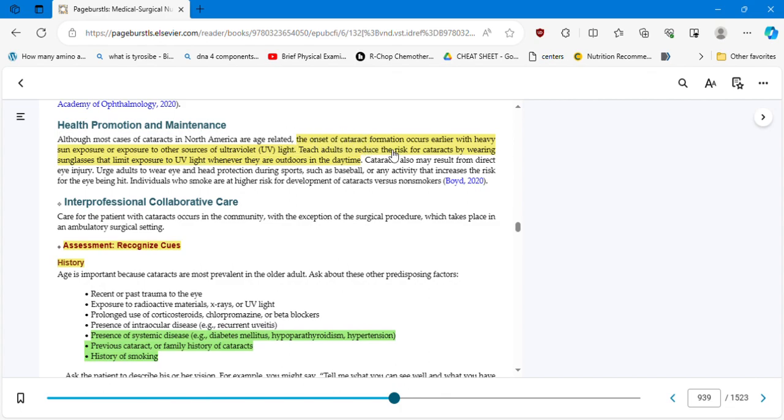Health promotion and maintenance. The onset of cataract formation occurs early with heavy sun exposure or exposure to other sources of ultraviolet light. Teach adults to reduce the risk of cataracts by wearing sunglasses and limiting exposure to UV light when they are outdoors in the daytime. We are mentioning this over and over. We have to protect the eye from UV light. We have to wear protection on the head. We have to watch out what type of activities they are doing outdoors. Over and over. Think about this.